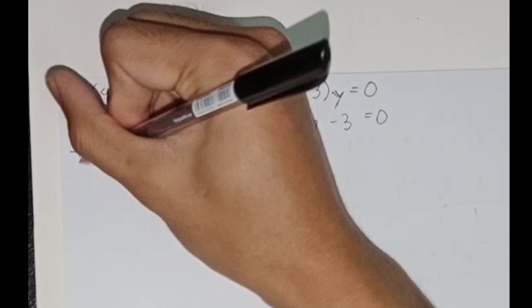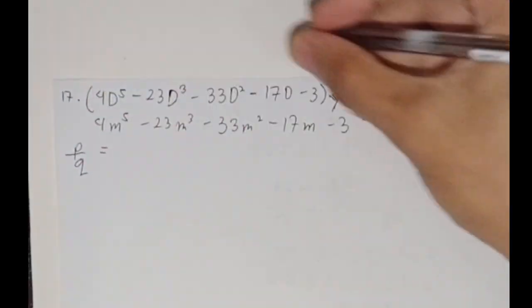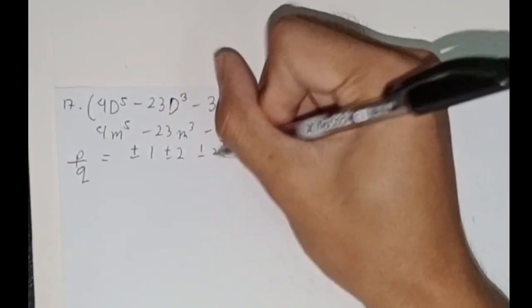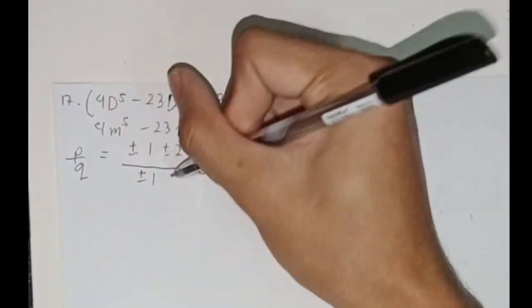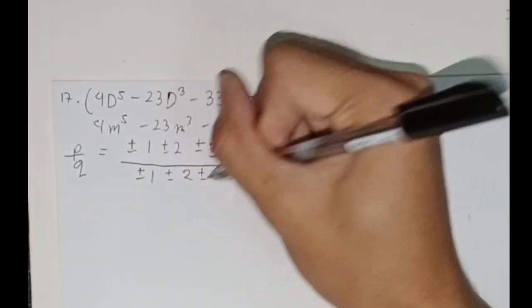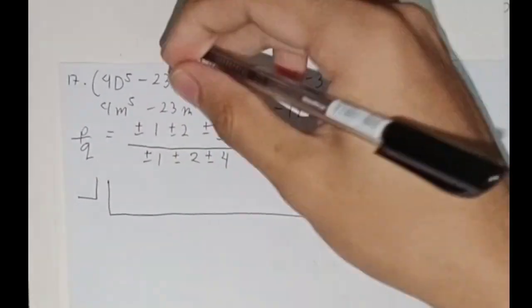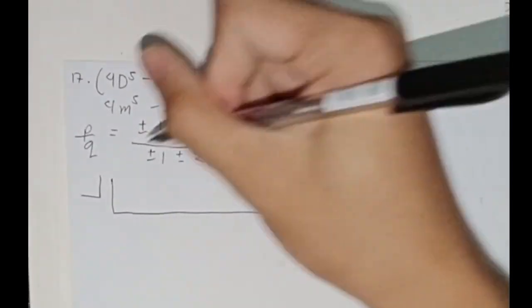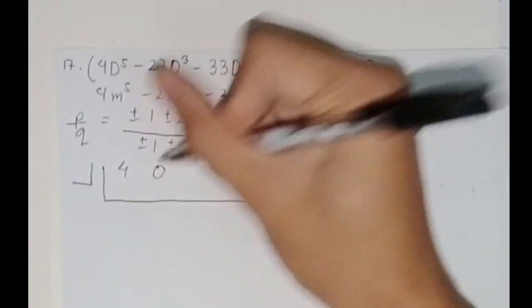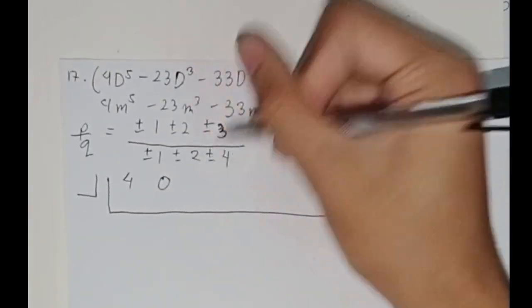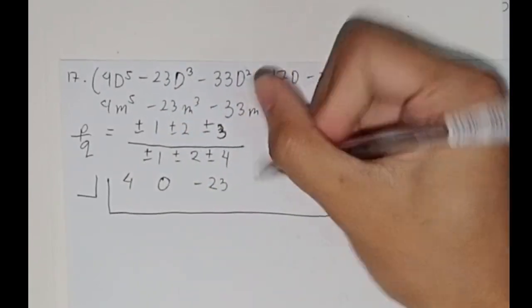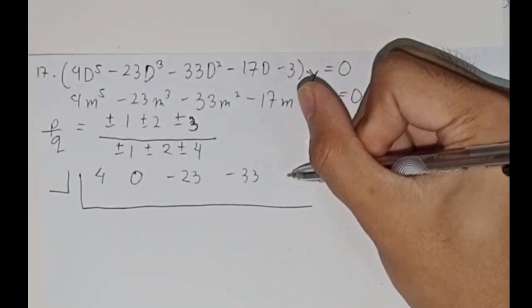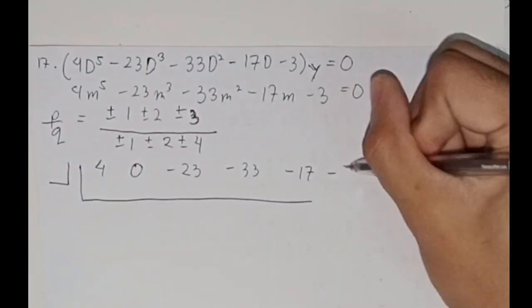So to know the possible roots, p over q is equal to the multiples of 3, that will be positive negative 1, positive negative 2, positive negative 3, all over the multiples of 4, that will be positive negative 1, positive negative 2, and positive negative 4. So copying the coefficients of our equation, that will be 4, 0, because we don't have m squared, negative 23, negative 33, negative 17, and negative 3.